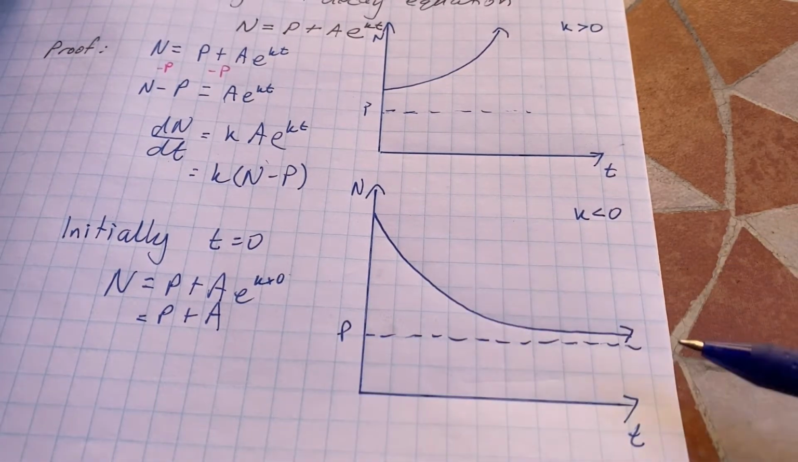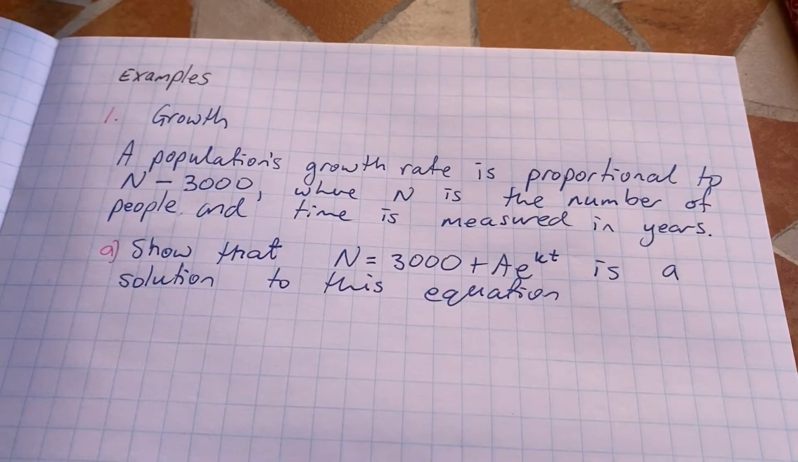In this model, P is a fixed value, so it's like room temperature doesn't change. It's stuck at, say, 23 degrees all the time. I'm going to do two examples, one on growth and one on decay.